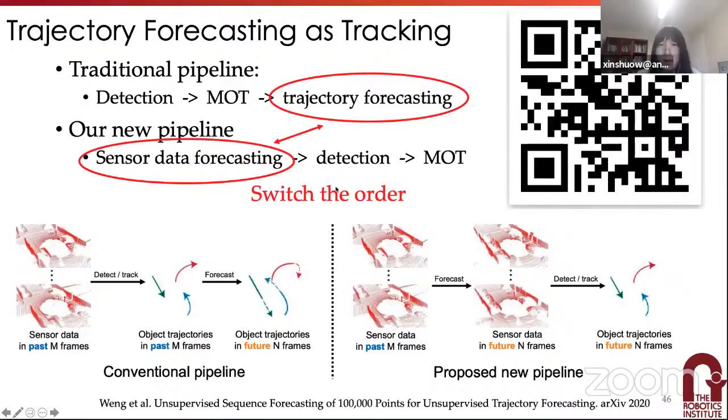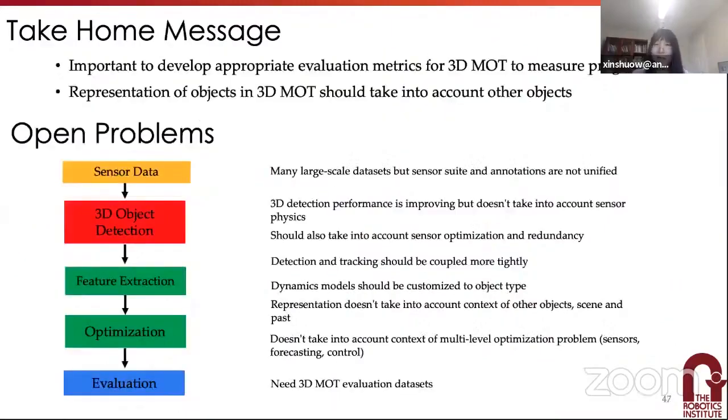So I guess I will hand over to Chris again here. Sure. I guess we're a little bit over time, so this is the last slide. The take-home messages, the two that we want to express to everyone today, is that it's important to develop good evaluation metrics for 3D MOT. And we feel that there's a lot more work to be done in terms of representations of objects for 3D MOT. Some of the open problems, I can discuss these more later, but I'm just going to read them quickly.